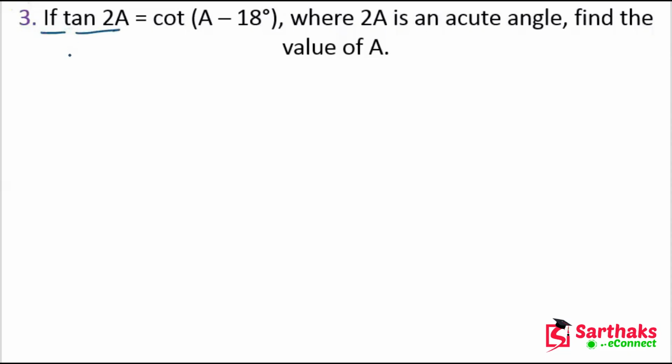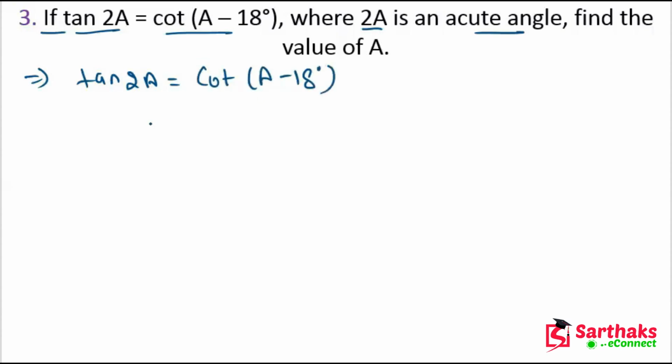So the next question is, if tan 2a is equal to cot (a minus 18), where 2a is an acute angle, find the value of a. Now we have tan 2a is equal to cot (a minus 18 degree).